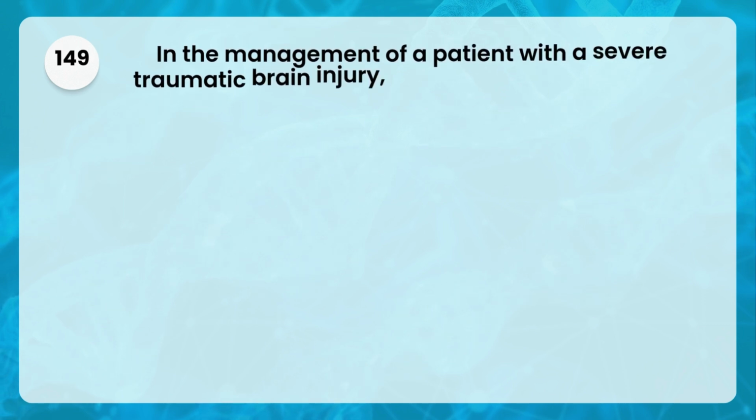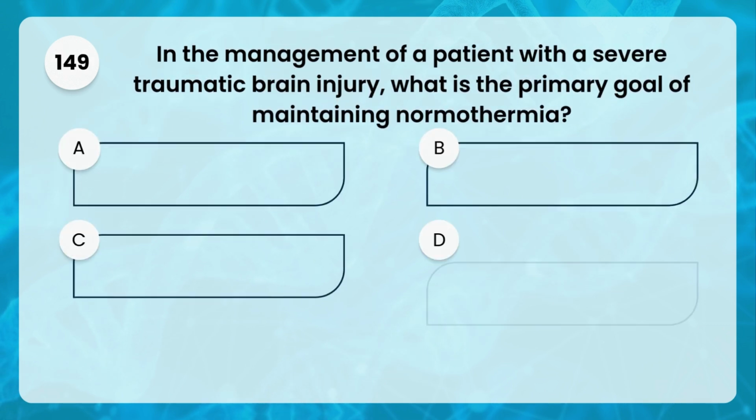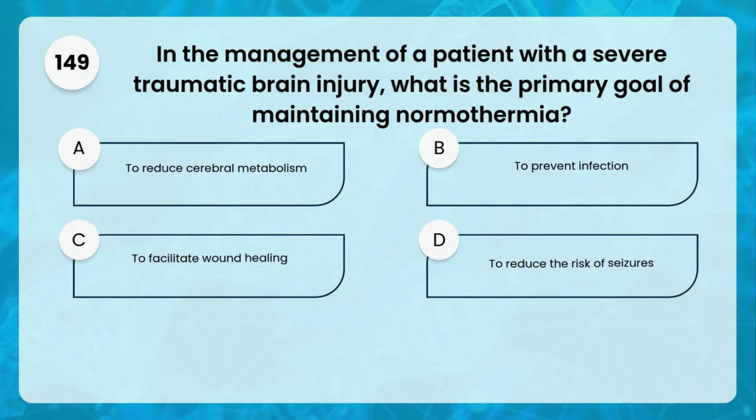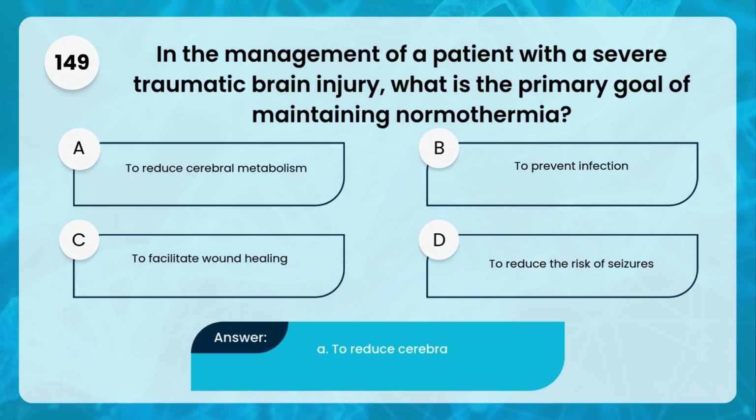Number 149. In the management of a patient with severe traumatic brain injury, what is the primary goal of maintaining normothermia? A. To reduce cerebral metabolism. B. To prevent infection. C. To facilitate wound healing. Or D. To reduce the risk of seizures. The answer is A. To reduce cerebral metabolism.